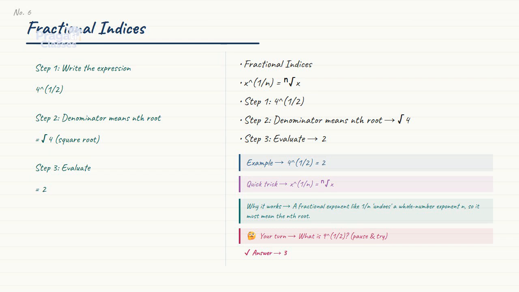Why does that make sense? A fractional exponent like 1/n undoes a whole number exponent n, so it must mean the nth root. Here's one for you. What is 9 to the 1/2? Pause the video and work it out. Ready? It's 3, because the square root of 9 is 3.